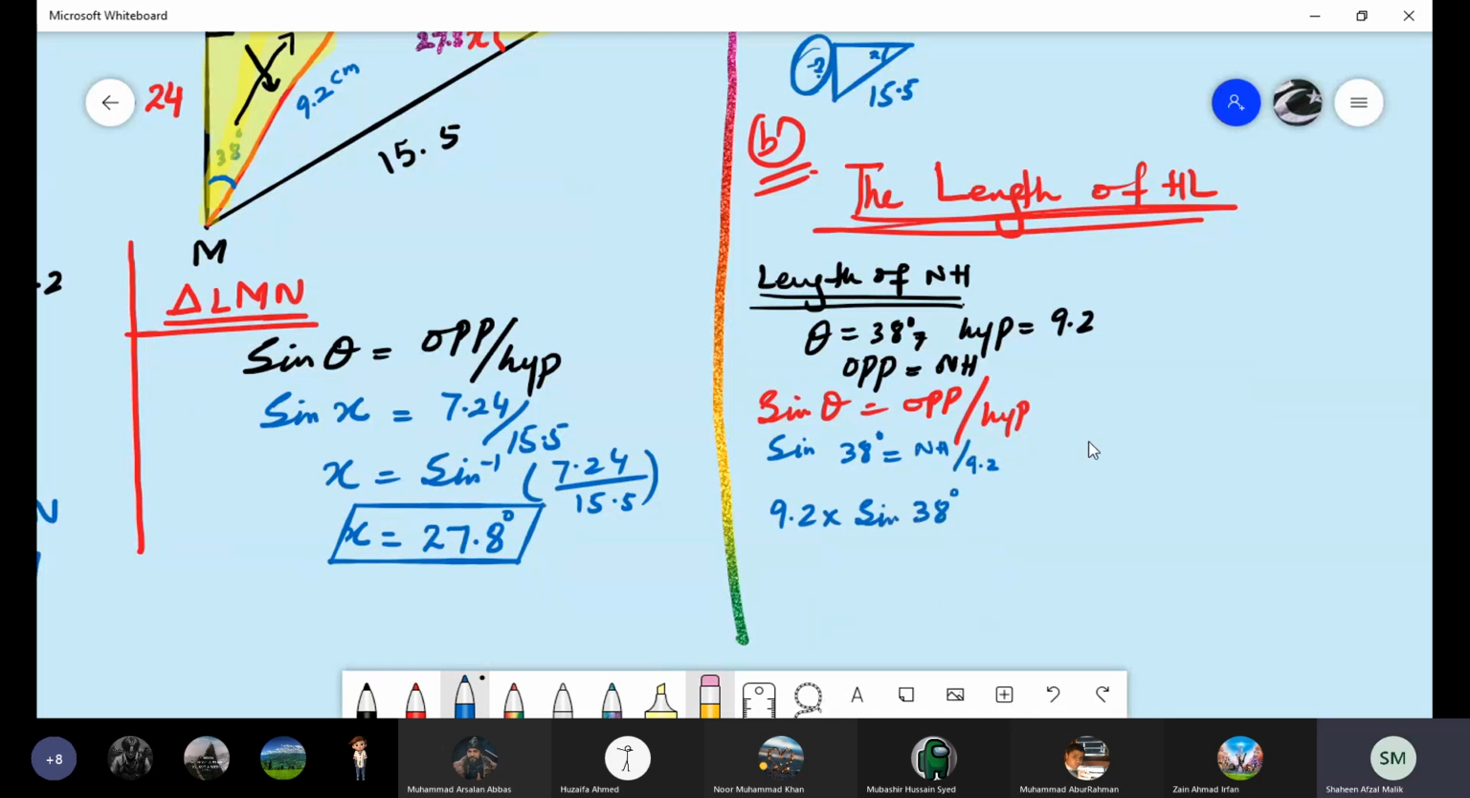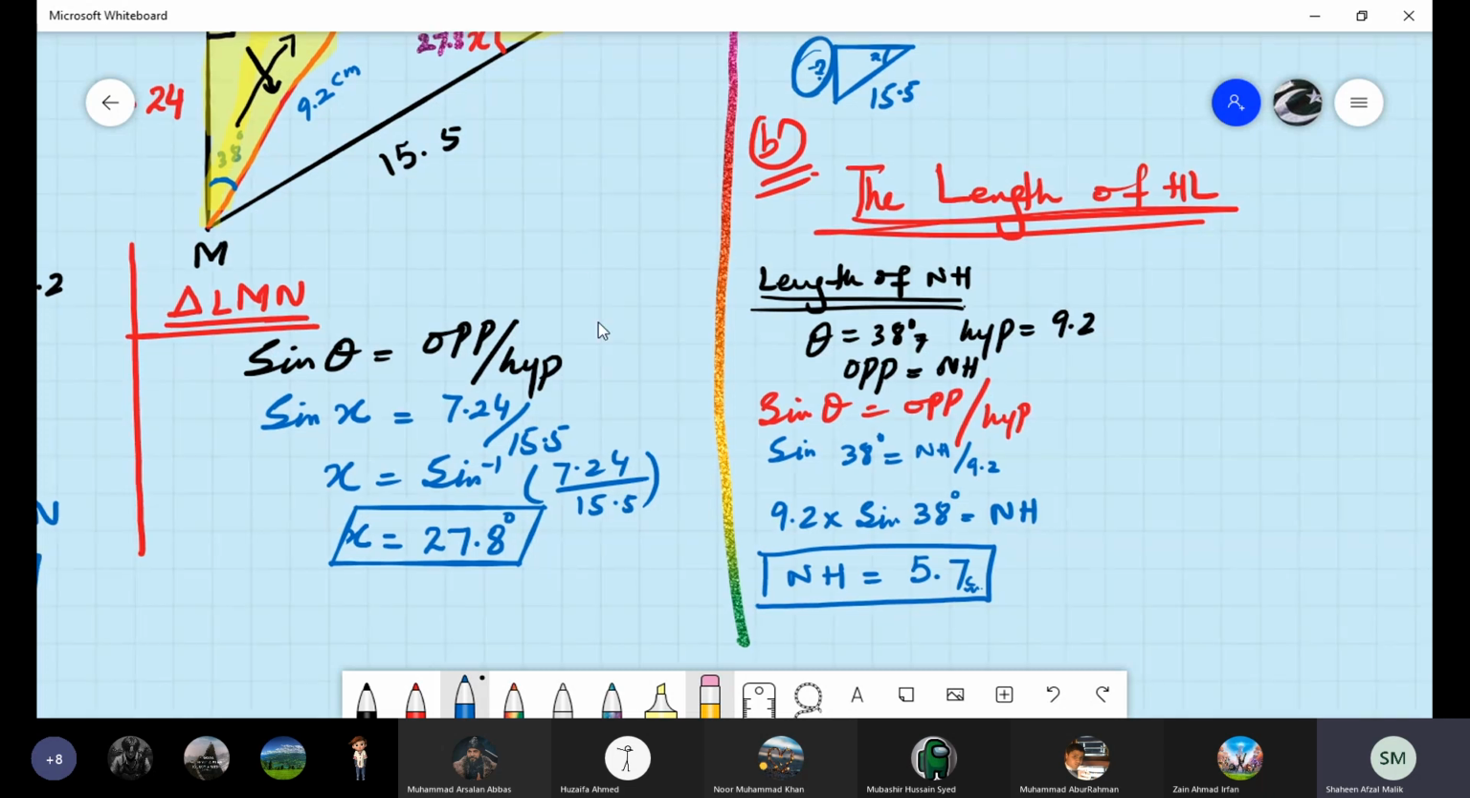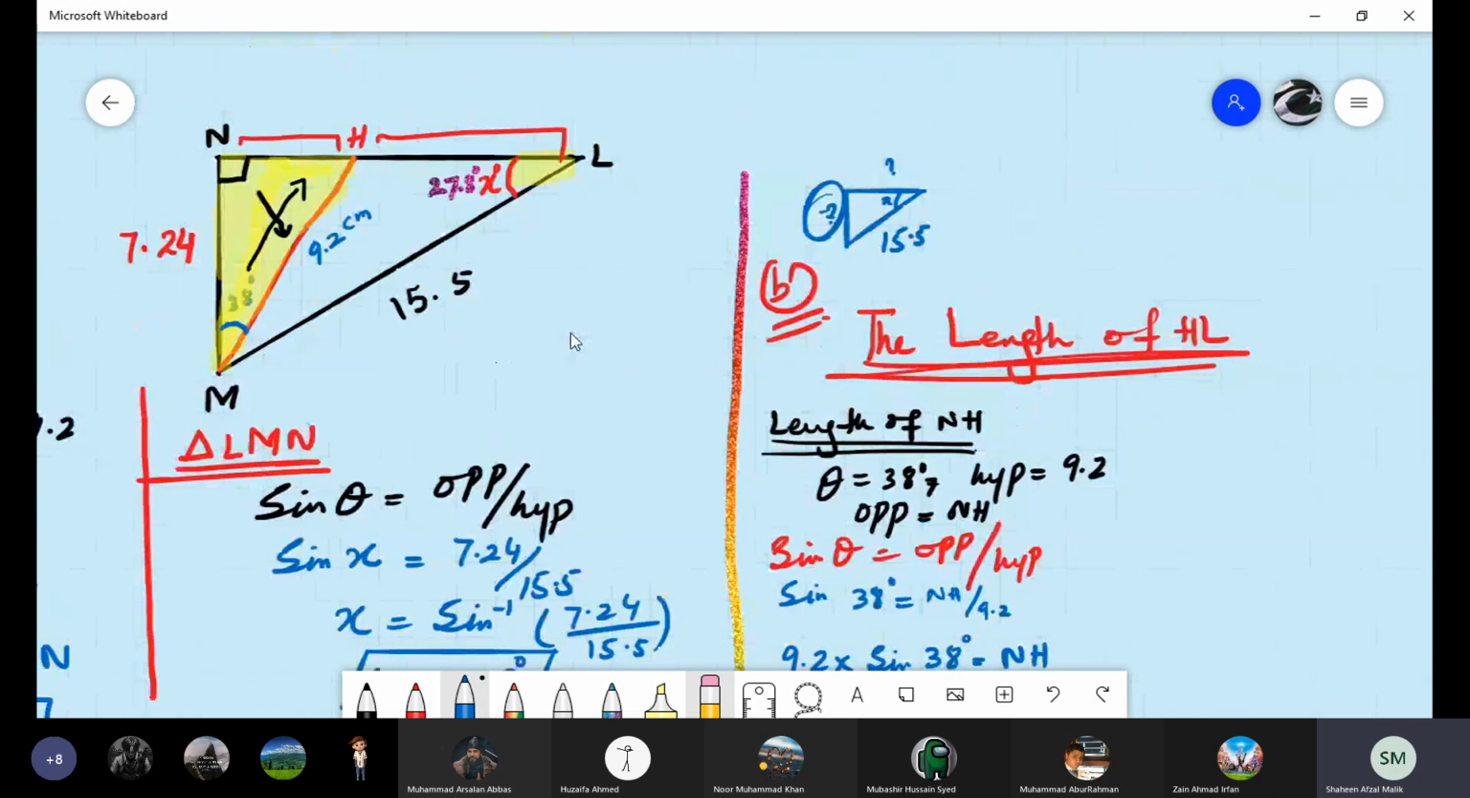9.2 by sin 38, you will get the value of NH. 5.66, so we can write 5.7. This is the length of NH. So how can we find out the total length? The angle is 27.8.